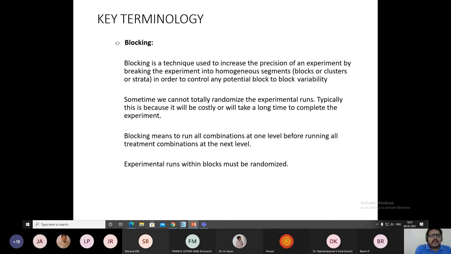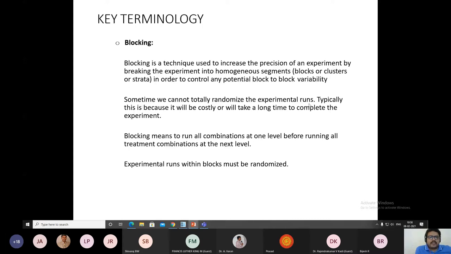Blocking. So blocking, we also generally do blocking. This randomization, blocking, and interaction, generally we do. We may not know the technical terminology that we call blocking or randomization. Blocking is something we all do when we are performing experiments. Blocking is a technique used to increase the precision of an experiment by breaking the experiment into homogeneous segments like blocks or clusters. So you can divide your design of experiment into blocks or clusters, in order to control any potential block-to-block variability.